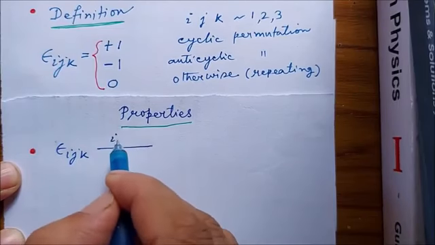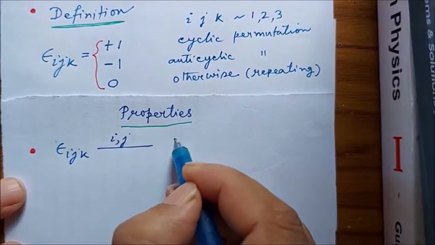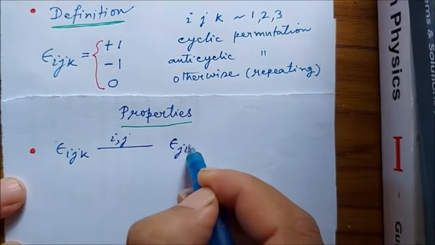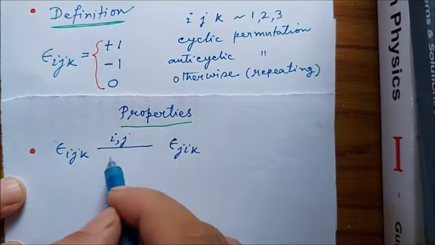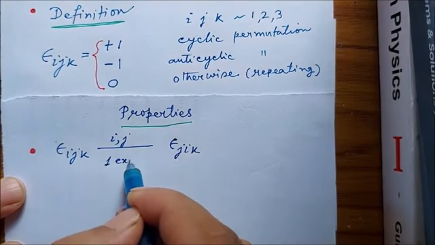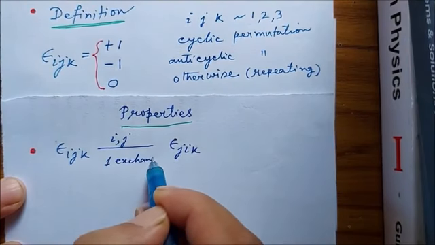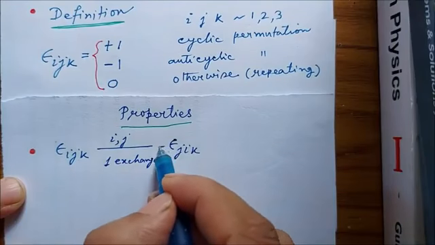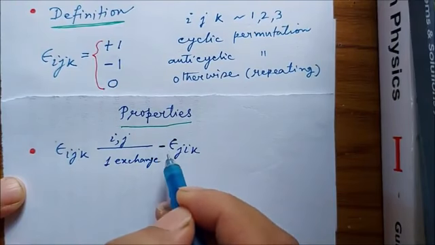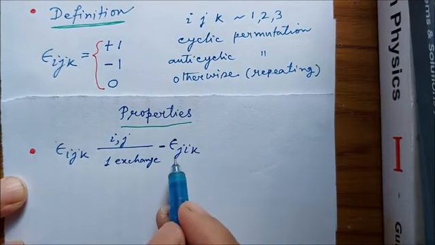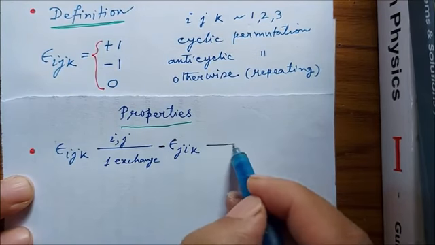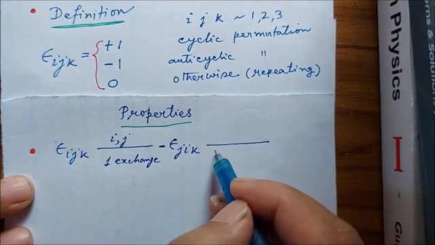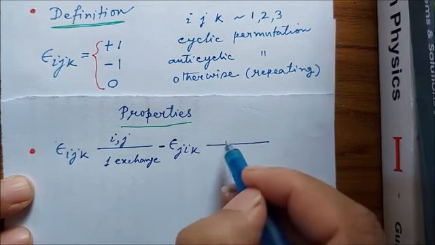Let us interchange I and J, and we get JIK. Since there is one exchange, that is an odd number of exchanges, it will be minus. So this is how they are related, but let us make another exchange between I and K.